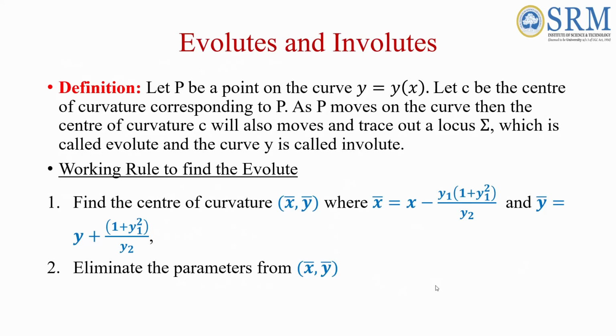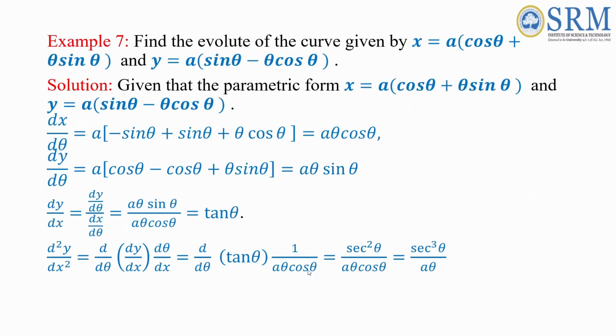Now the procedure to find the evolute: the first step is, we have to calculate the center of curvature x bar comma y bar, where x bar is given in this formula, y bar is given in this formula. Then eliminate the parameter from the center of curvature. Whatever the parameter which is playing in the center of curvature, you just eliminate. That gives the evolute. Right. Now, let us see the first example.